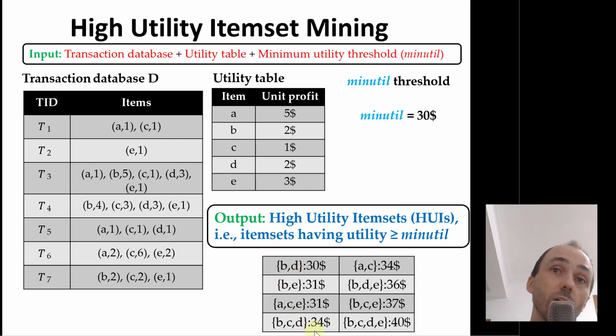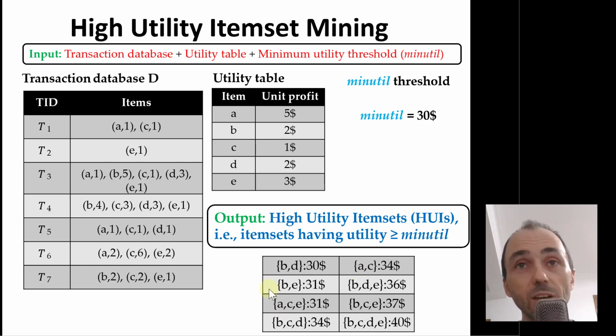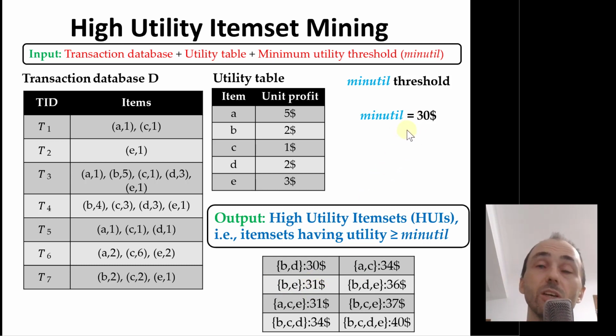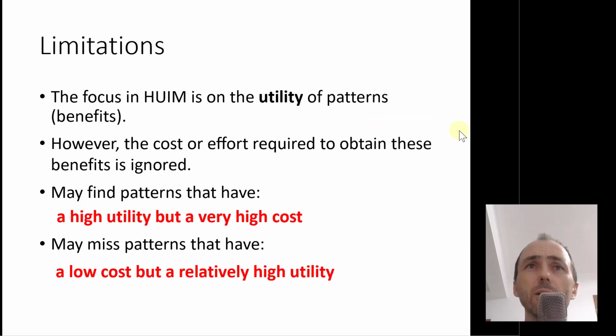So here you see the output. We find different sets of items that people buy and that make a lot of money, like BE, like bread and eggs, make 31. It is more than 30, so we say it is a high-utility item set. So there have been a lot of algorithms for this problem about finding the high-utility item sets in the data. But there are some limitations I want to highlight today.